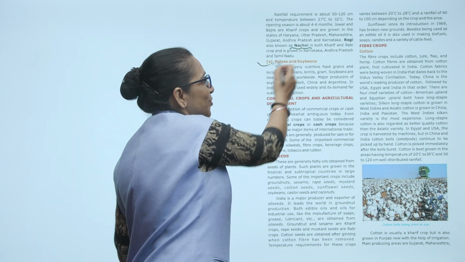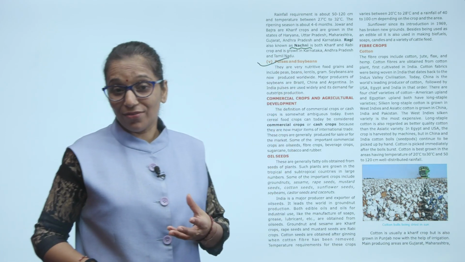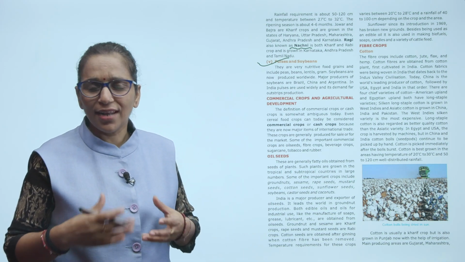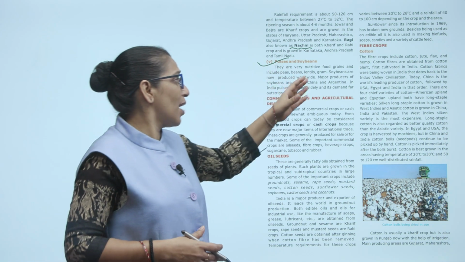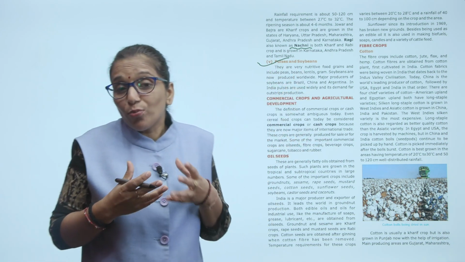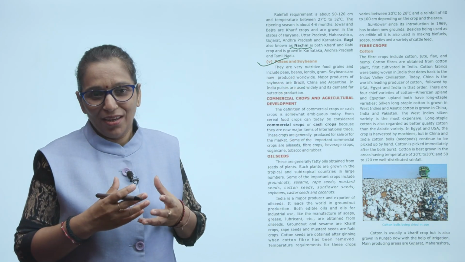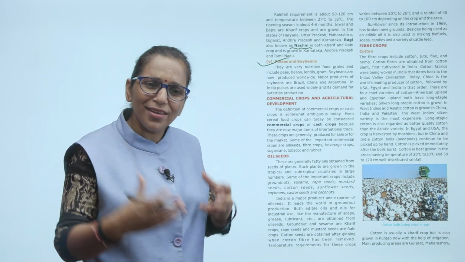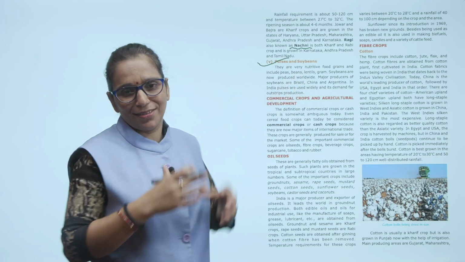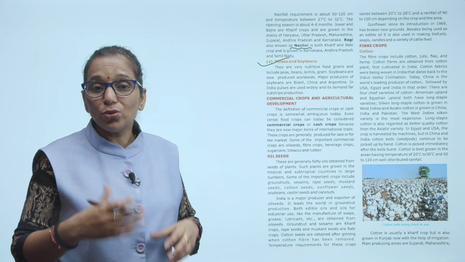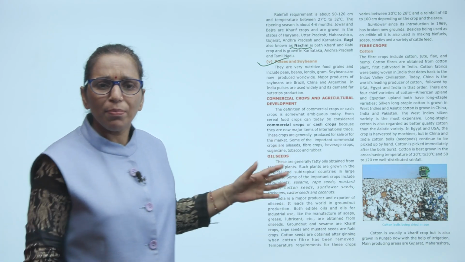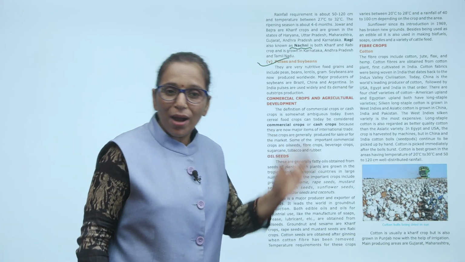Moving to the pulses and soya beans, they are very nutritive food grains and include peas, beans, lentils, gram, etc. You know beta, pulses are the main source of protein for India. India is the largest producer as well as the largest consumer of pulses. Soya beans are now produced worldwide. Major producers of soya beans are Brazil, China, Argentina. In India, pulses are used widely and demand outstrips its production.